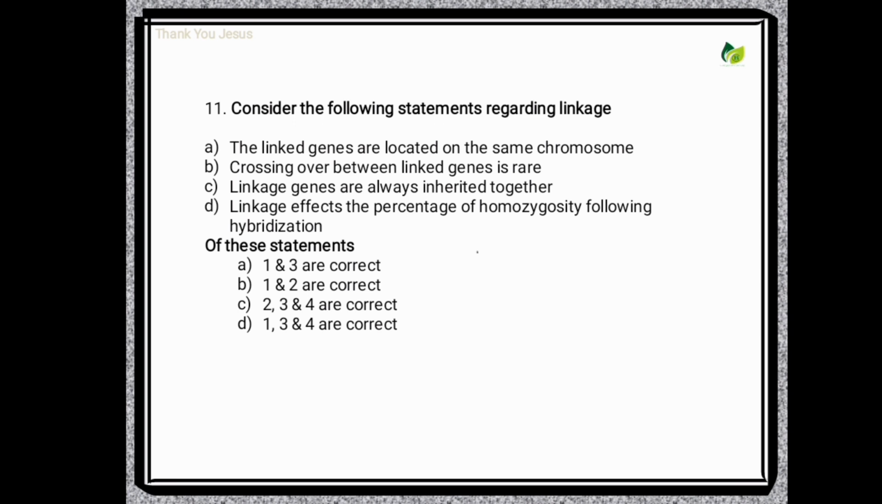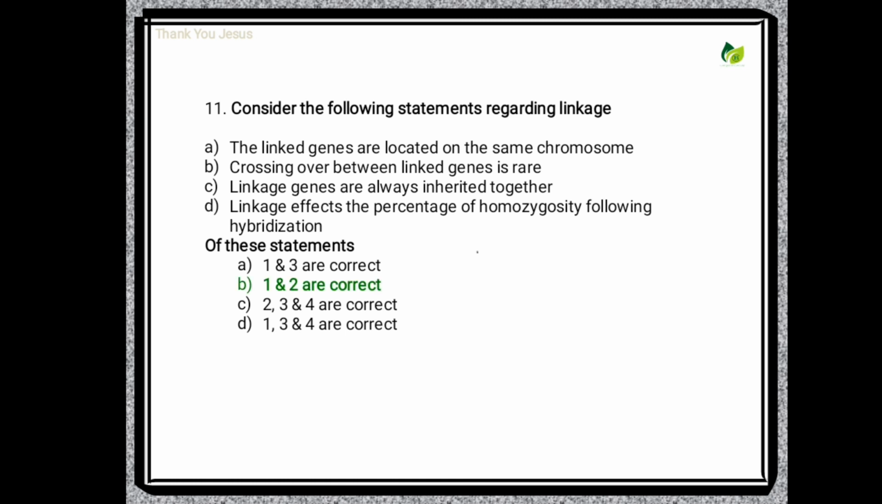Consider the following statements regarding linkage. The linked genes are located on the same chromosome. Crossing over between linked genes is rare. Linkage genes are always inherited together. Linkage affects the percentage of homozygosity following hybridization. So options are given. 1, 3 are correct. 1, 2 are correct. 2, 3, 4 are correct. 1, 3, 4 are correct.